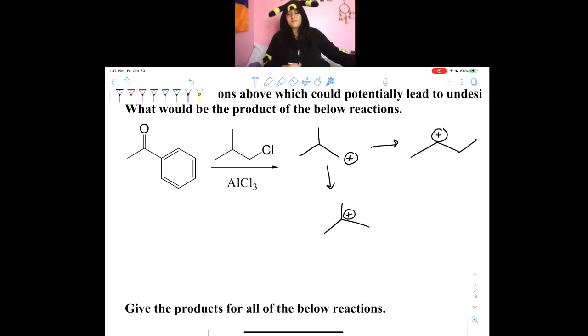And so in this case, we actually already have something on the ring, right? And so this group is what kind of group? Sorry, Bear almost fell. It's a ketone, yes, but it is also an electron withdrawing group, correct?